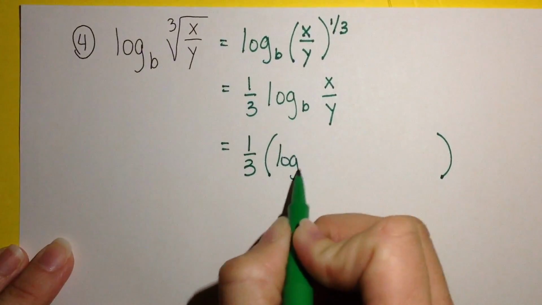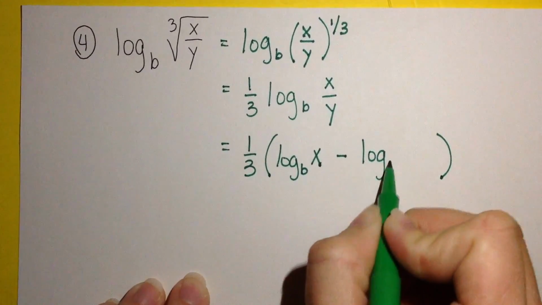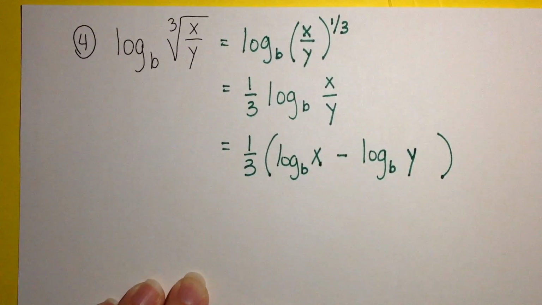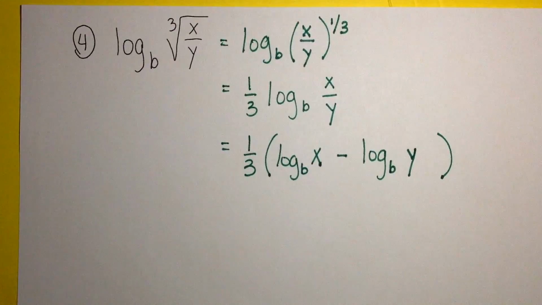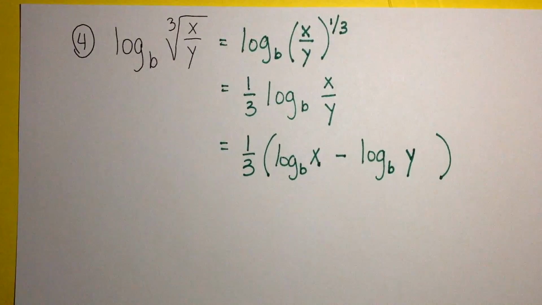So you'll have log base b of x minus log base b of y. Now if you distribute the 1/3 and put the 1/3 in front of this one, 1/3 in front of this one, then that would be an equivalent answer. Okay, next.